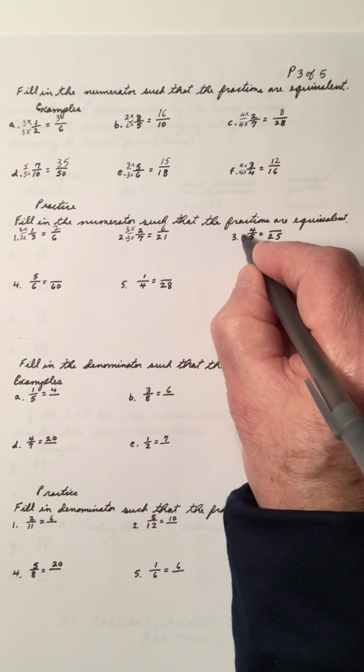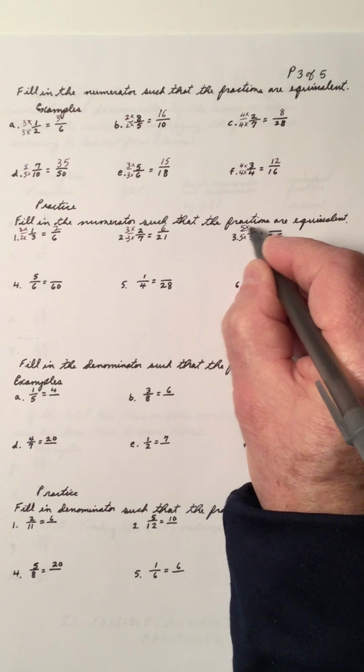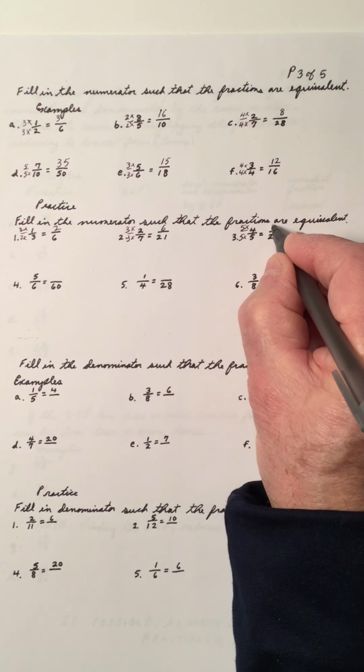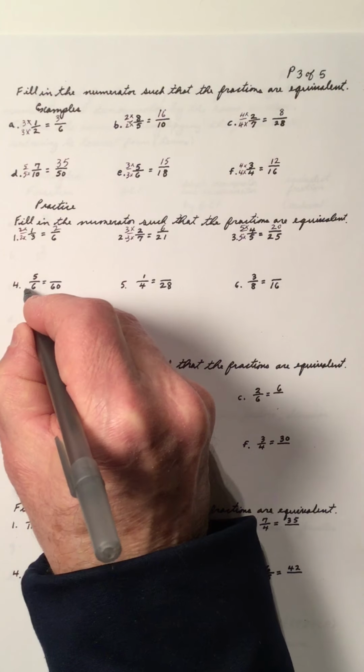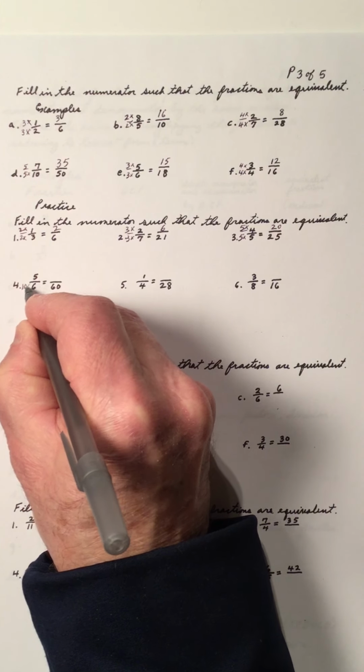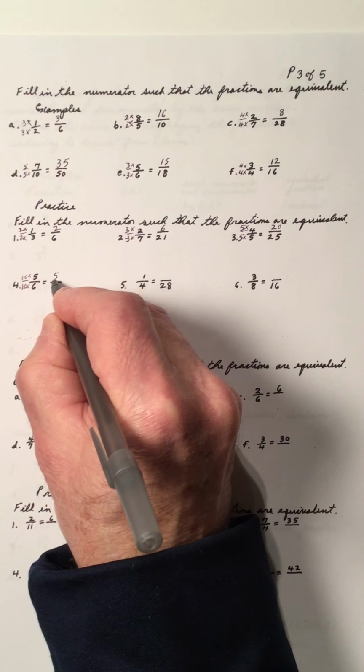5 times what number gives you 25? 5. So the top is multiplied by 5. 4 5s are 20, or 5 4s is 20. 6 times what number gives you 60? The answer is 10. So we multiply the top by 10. So 5 10s are 50.